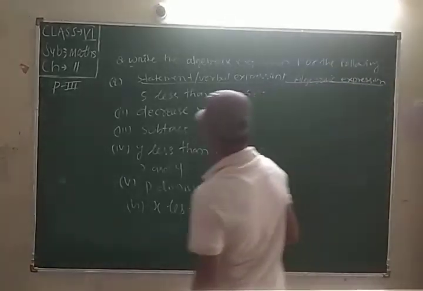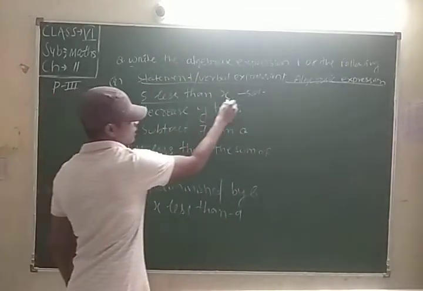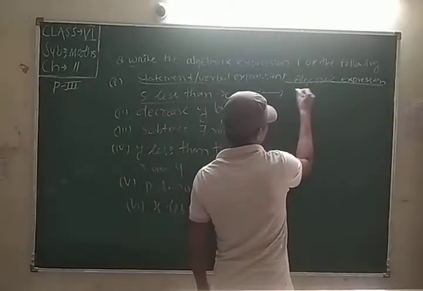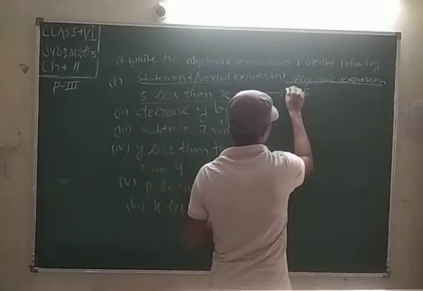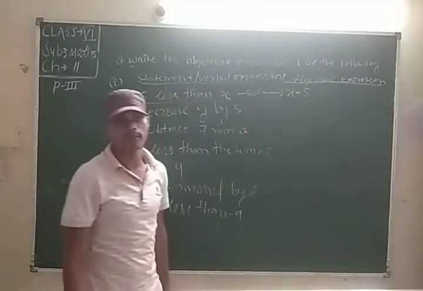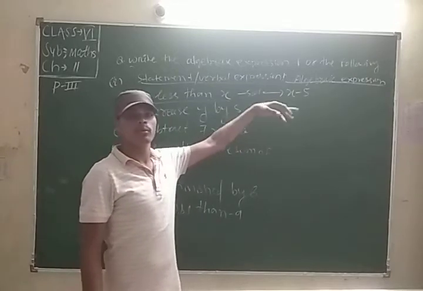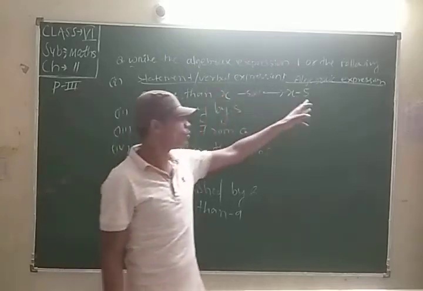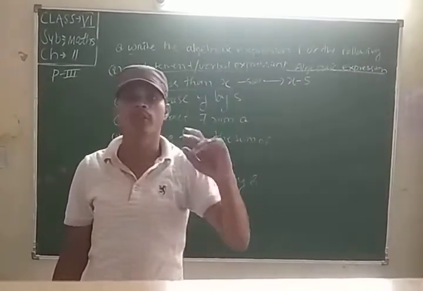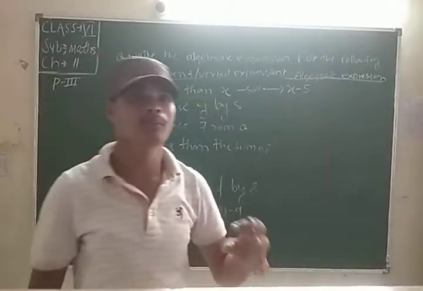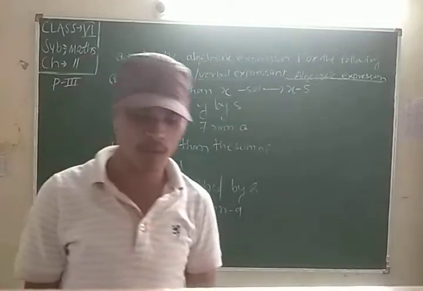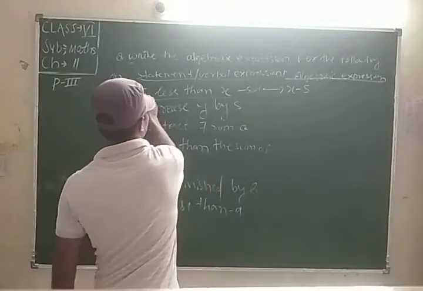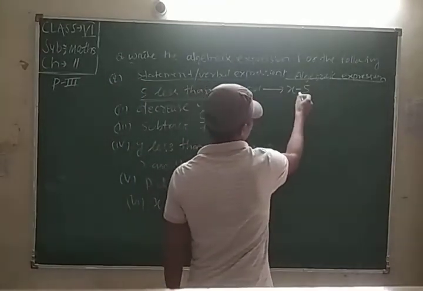What is the first question? 5 less than x. That means 5 is less than x, so 5 is subtracted from x. That's why x minus 5. Less means which sign do we use? Minus sign. More means plus sign. Twice means multiplication sign. Keep this in mind. If we use the sign easily, then we can find the solution. So 5 less than x gives the solution x minus 5.